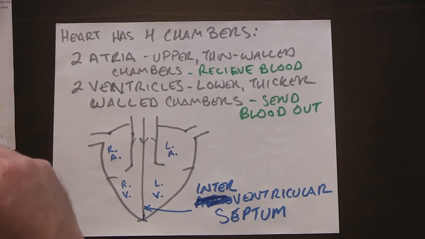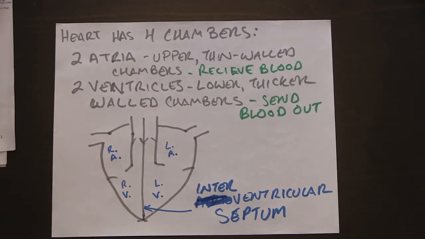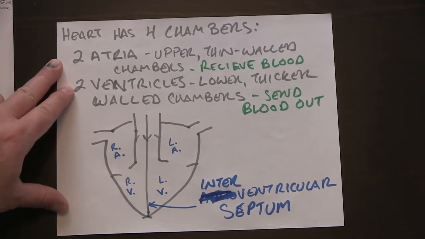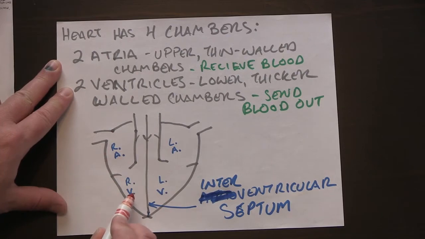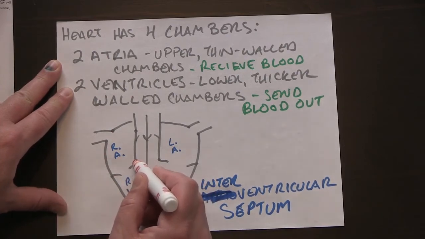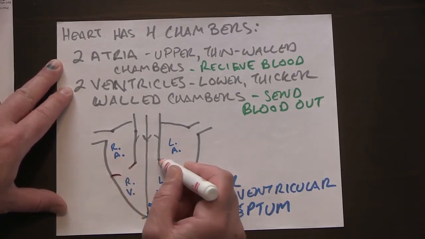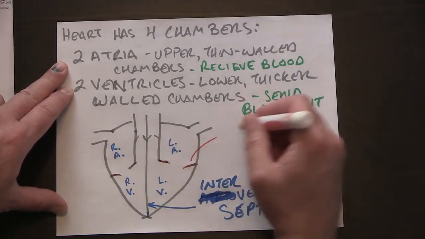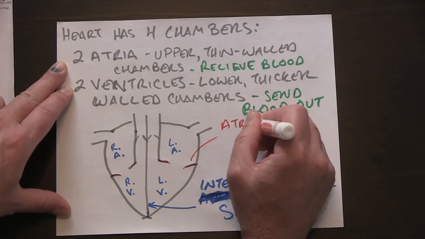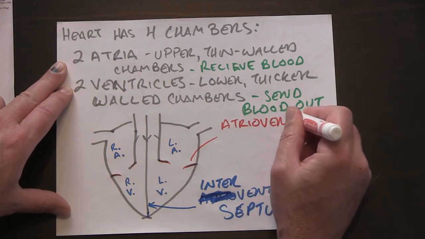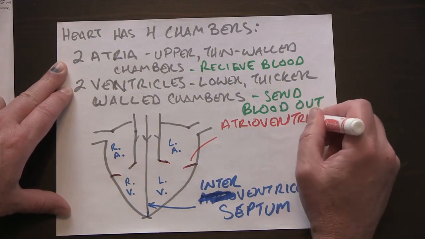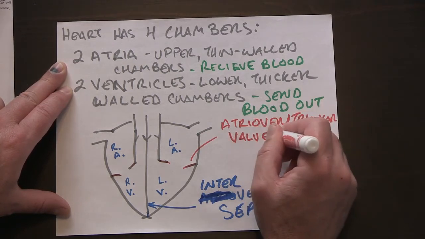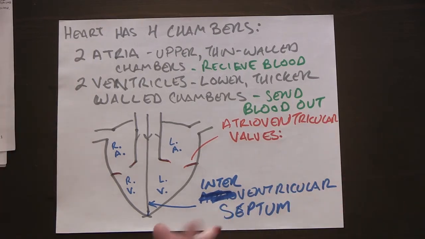Now, there are two general types of valves in the heart. The ones that are between the atrium and the ventricle, this valve here and this valve here, are known as atrioventricular valves, because they're between the atrium and the ventricle. I'm going to run out of space here.